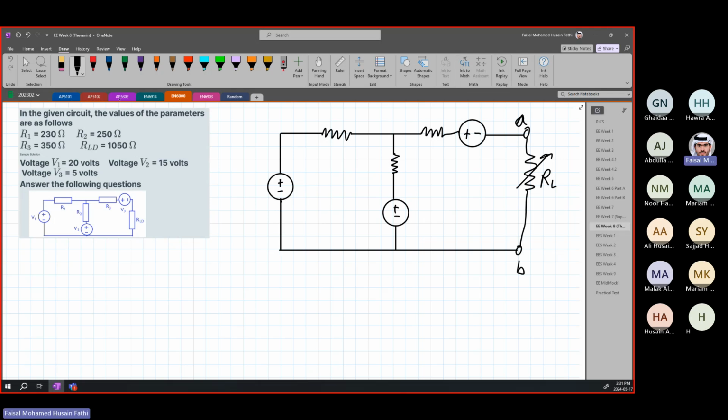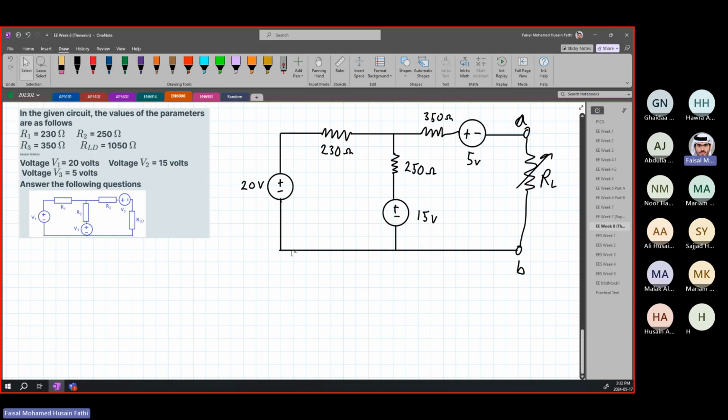All right. So we know that V1 is 20 volts. We know that V2 is 15 volts. And we know that V3 is 5 volts. All right. And we know that R1 is 230 ohms. R2 is 250 ohms. And this is 350 ohms. Tamam? And our load is 1050 ohms. Okay? So this is the circuit we have.